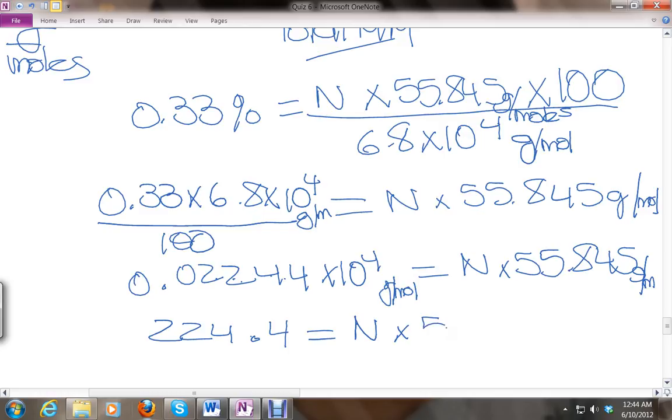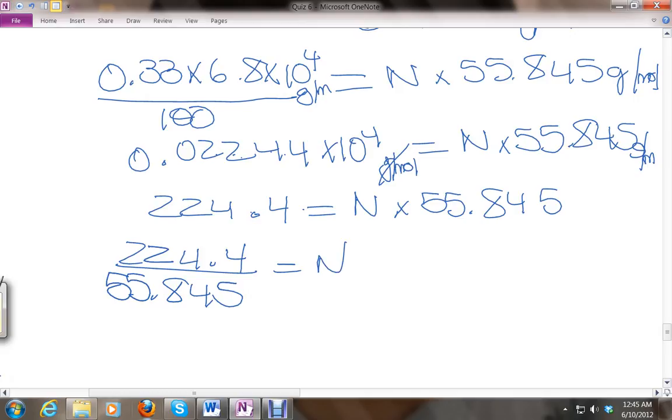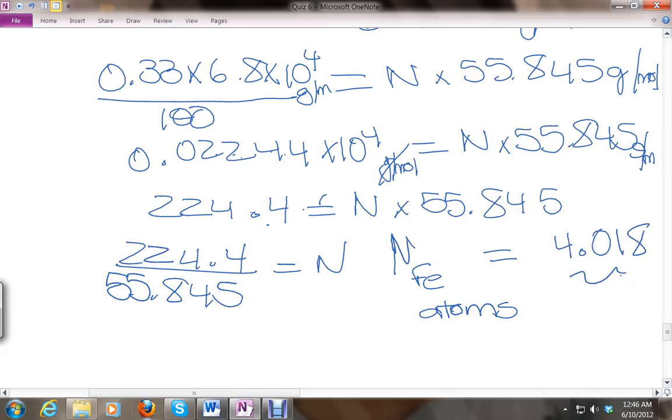Equals to n. Now do me a favor. Just divide 224.4 by this. Grams per mole and grams per mole cancel out, and you should be able to get the number of atoms of iron divided by 55.845 equals n. You divide this by 55.845, and the number of Fe atoms in a hemoglobin molecule is going to be 4.018, which we rounded to 4.